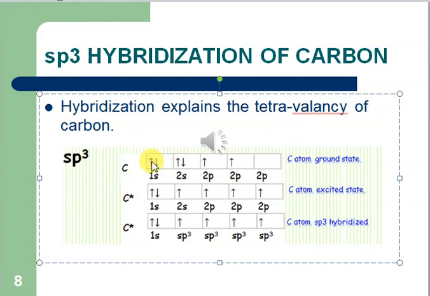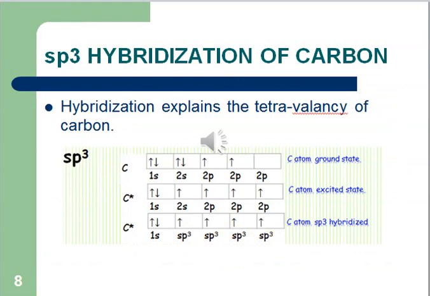Firstly, the carbon goes into the excited state. After being converted into the excited state, the 2s and three 2p orbitals, these 4 orbitals, mix together and form 4 new orbitals. These are hybrid orbitals, and each of them is known as an sp3 orbital. All of these orbitals are identical. So any bond formed by overlap with these orbitals will be exactly identical, the same in shape, energy, bond angle, etc.